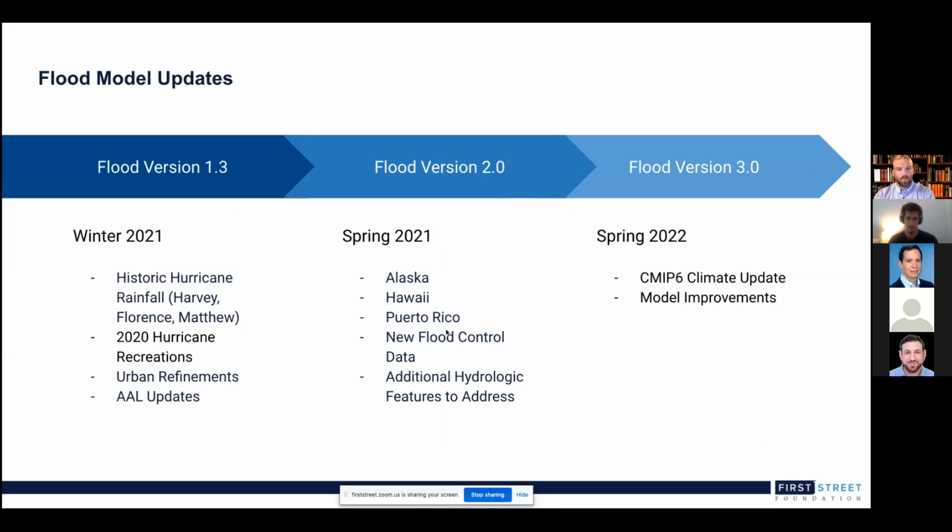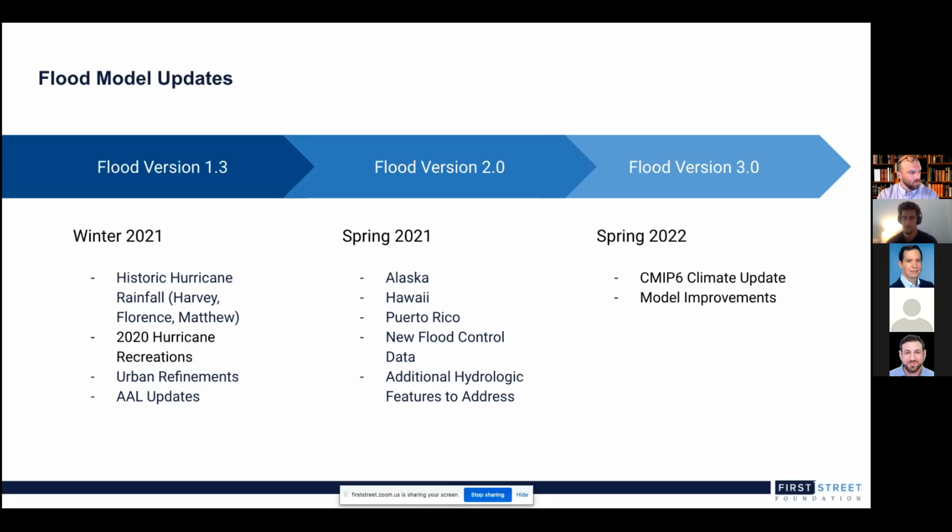And then ultimately we'll have a version 2, which we're going to expand to Alaska, Hawaii, and Puerto Rico. We'll incorporate new flood control data, new elevation data, and add some additional hydrologic features that are some of the model limitations that we've identified that we're continuously working to improve.